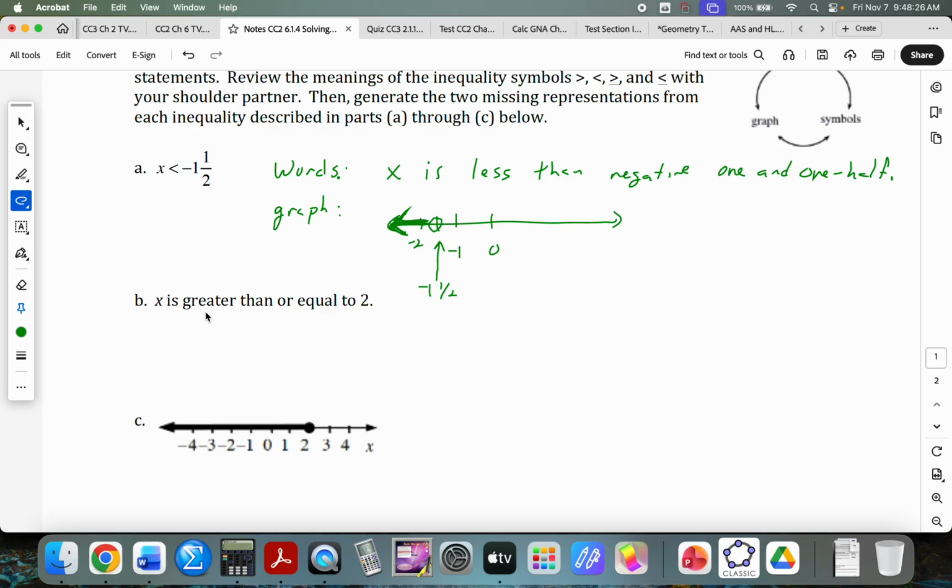All right, here x is greater than or equal to 2. So x is greater than or equal to 2. Then on a graph, this time it's a closed circle because it's or equal to. So it should look something like that.